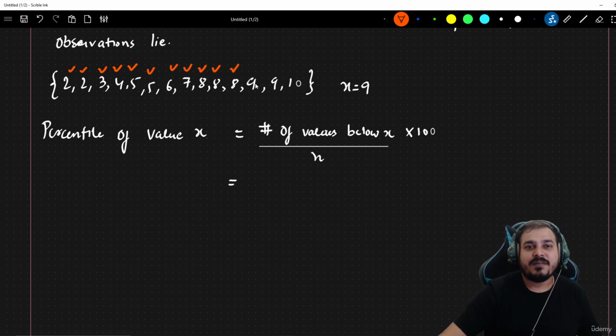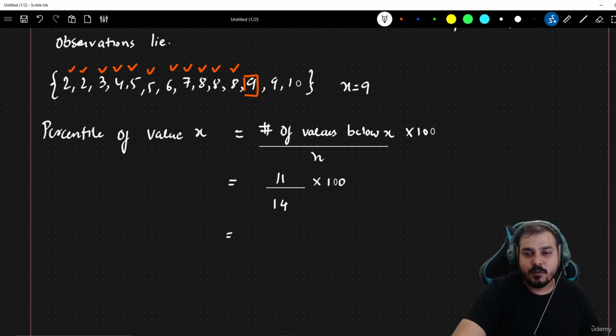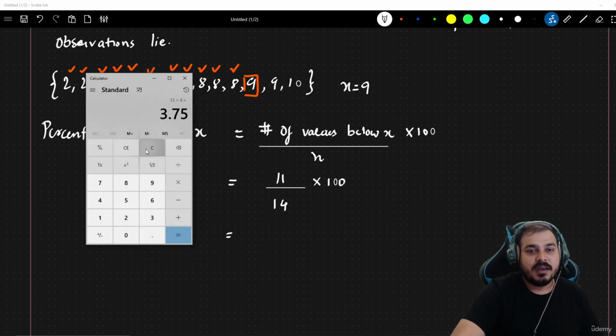So the total number of values that are below 9 are 11. So I'm going to take 11 divided by, what is my sample size? 1, 2, 3, 4, 5, 6, 7, 8, 9, 10, 11, 12, 13, 14. So here I'm going to write 14 multiplied by 100, right? So if I now calculate this, if I open my calculator, let's see, 11 divided by 14 multiplied by 100.